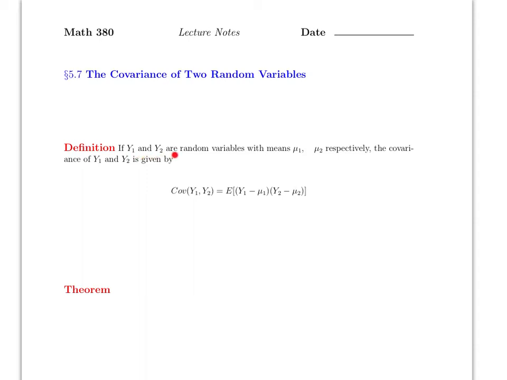If y1 and y2 are random variables, where each of them has expected values mu1 and mu2, then the covariance of y1 and y2 is given by the following formula. You could think of covariance as the dependence or the relationship between the two variables, y1 and y2. Okay?